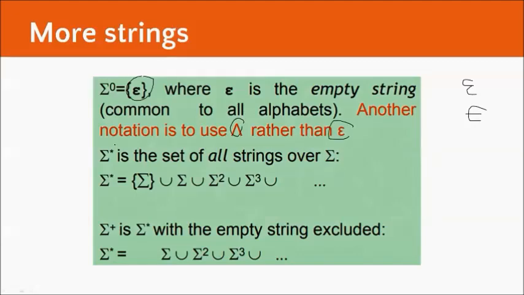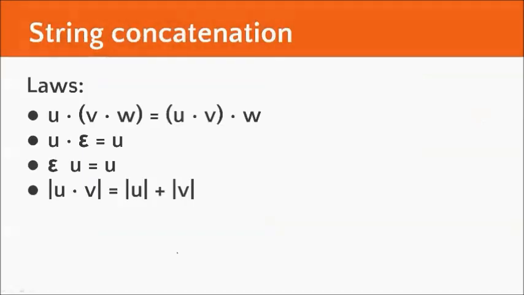So when you see the symbol sigma and the star or the asterisk, it is the set of all strings over the alphabet. When you see the sigma symbol, it means what? It means the alphabet. Okay? When you see sigma plus, it is the set of all strings with the empty string excluded. So again, be familiar with the notations. So string concatenation, we have some laws.